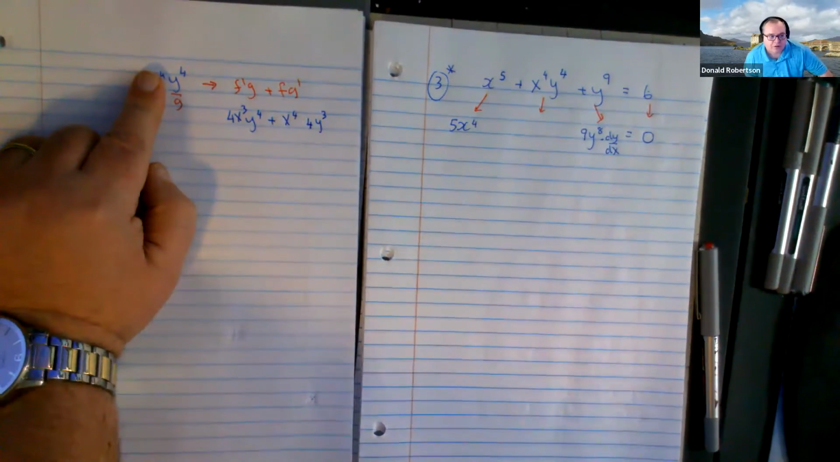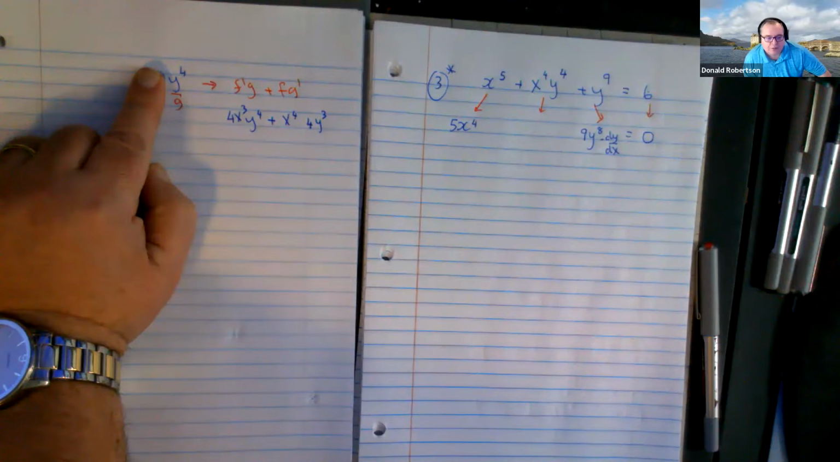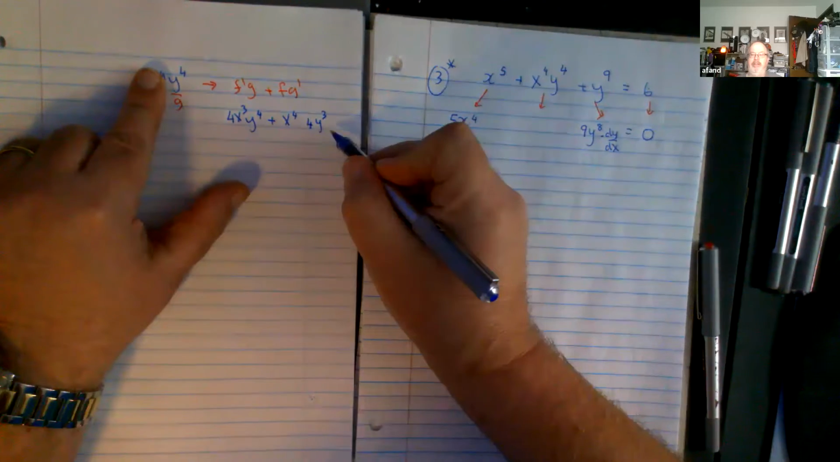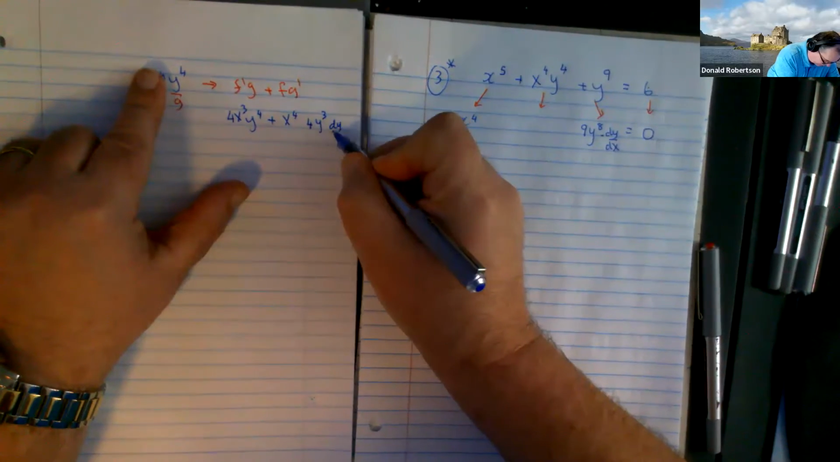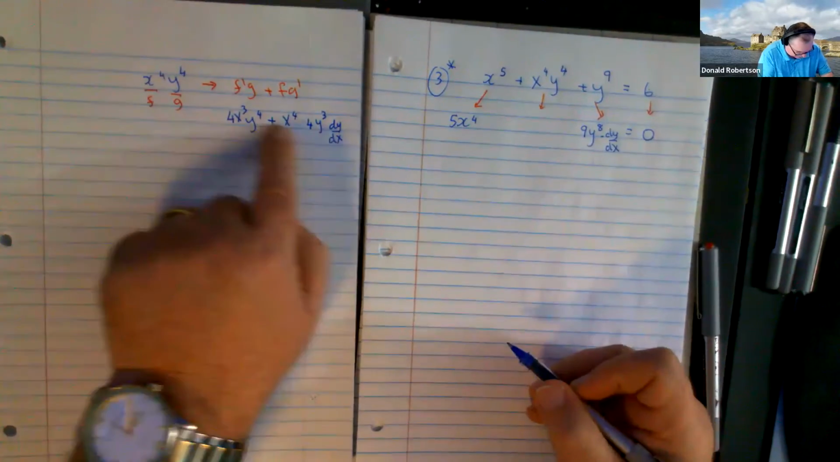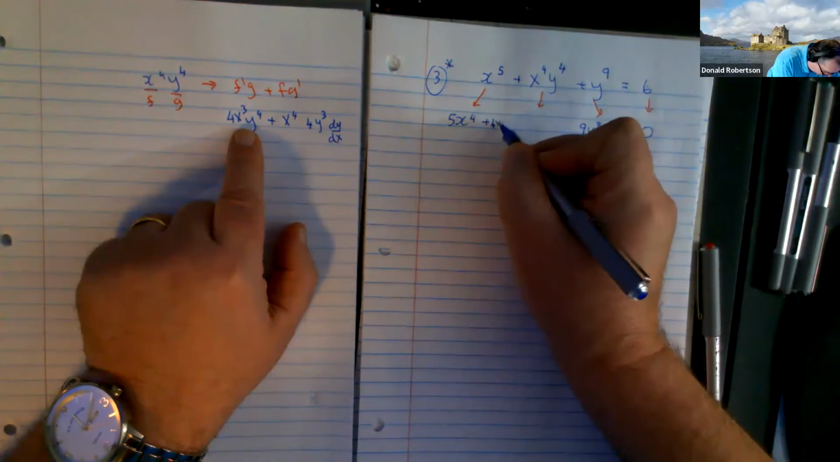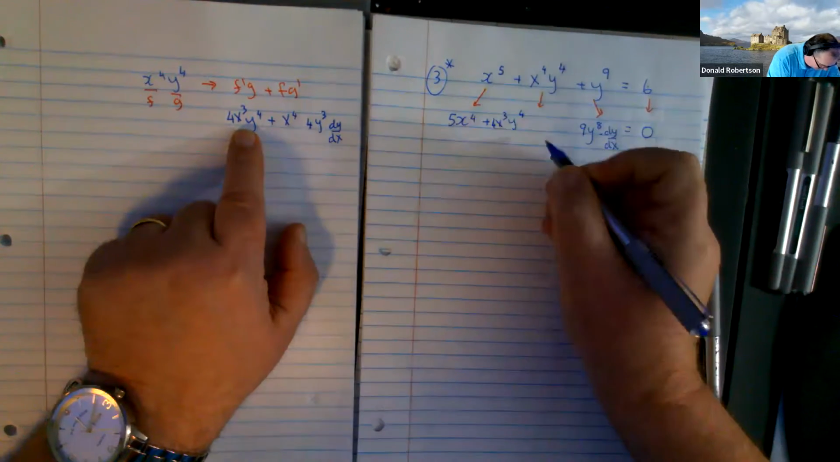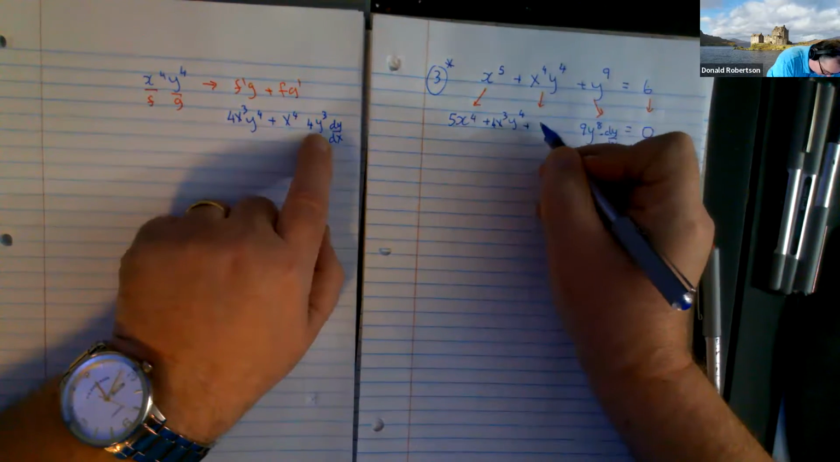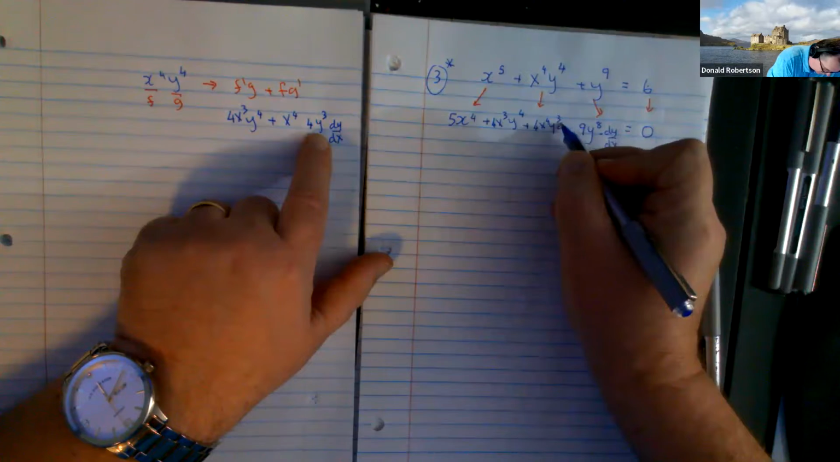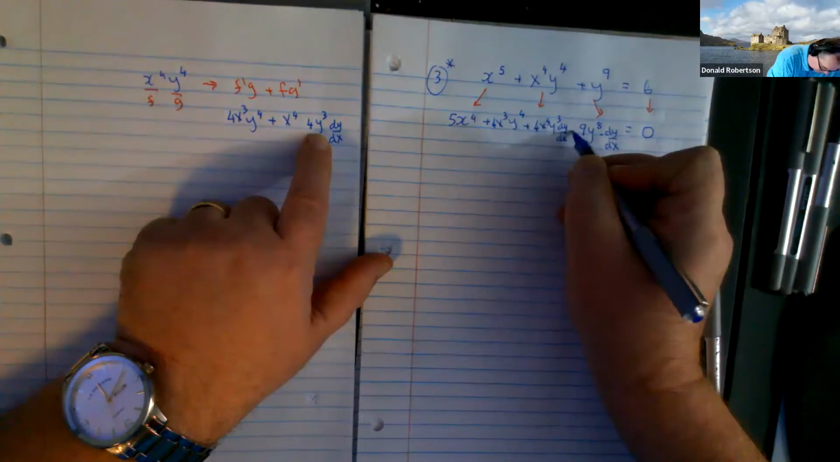Anything else? When you differentiate y to the 4, do you just get 4y cubed, or do you get 4y cubed and something else? dy by dx. So those fit in here. So what I'm going to have, plus 4x cubed y to the 4, plus 4x to the 4 y cubed dy by dx.